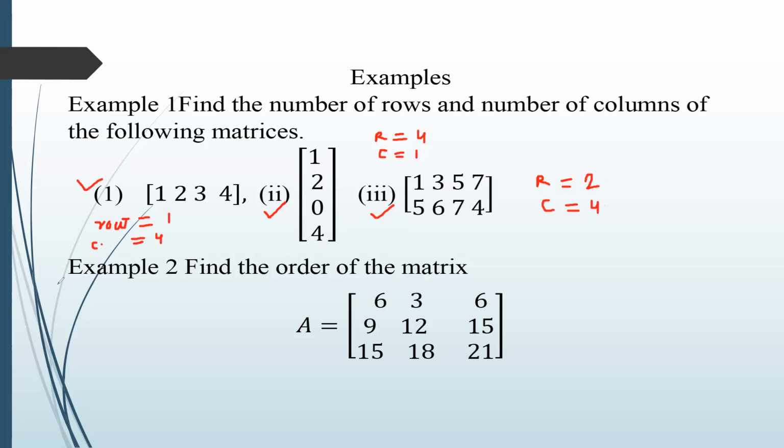Now we go for example 2: find the order of the matrix. I told you in the previous lecture that the order of a matrix is given by the number of rows multiplied by the number of columns. Here we have 3 rows and 3 columns, so the order of this matrix will be 3 by 3. Is that clear?